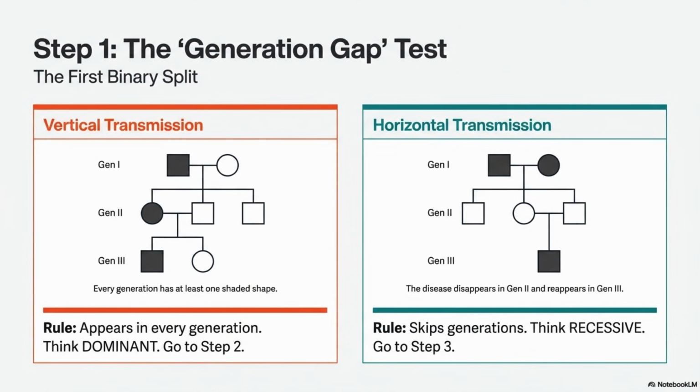Step 1. The generation gap test. The question you need to ask here is, does the disease appear in every single generation, or does it skip generations? If it appears in every generation, think dominant and go to step 2. If it skips generation, think recessive and go to step 3.